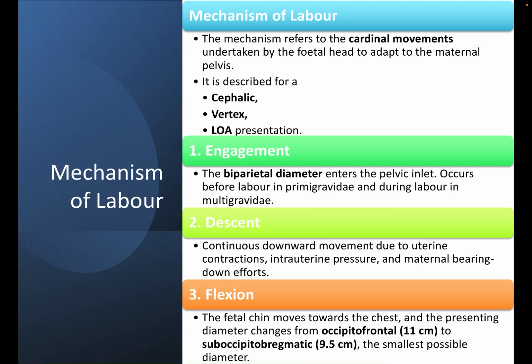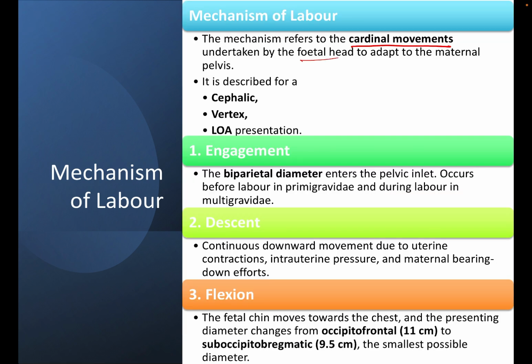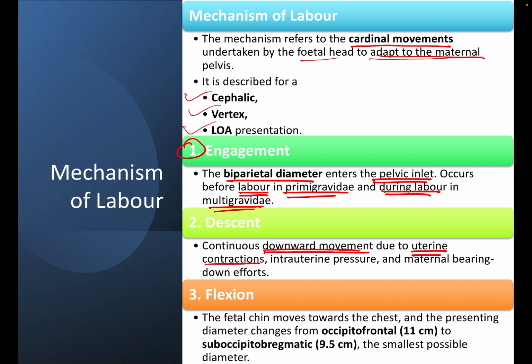Mechanism of labor. The mechanism refers to the cardinal movements undertaken by the fetal head to adapt to the maternal pelvis. It is described for cephalic, vertex and LOA presentation. First is engagement. The biparietal diameter enters the pelvic inlet, occurring before labor in primigravida and during labor in multigravida. Next is descent. It is continuous downward movement due to uterine contractions, intrauterine pressure and maternal bearing down efforts.